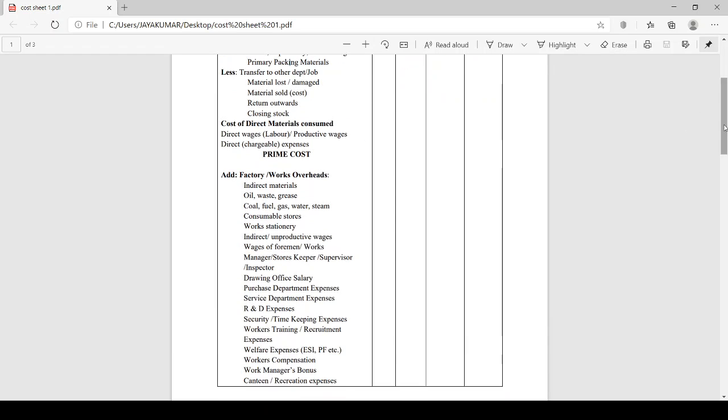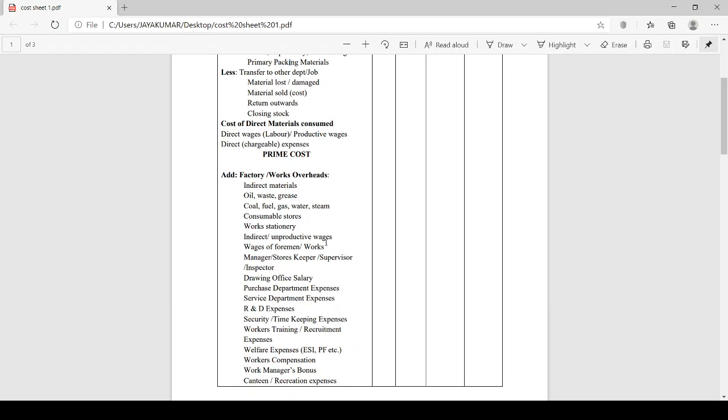Now, to the prime cost, we are adding factory or works overheads. So overheads means all the indirect material cost, indirect labor cost, and indirect expenses incurred in the factory for the purpose of production or manufacturing. We call it factory or works overheads. So there are many items here. We look into each one of them. That is indirect materials, oil, waste, grease, coal, fuel, gas, water, steam, consumable stores, works, stationery, indirect or unproductive wages.